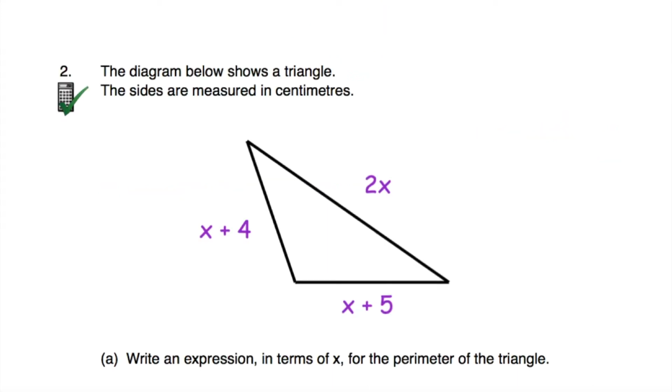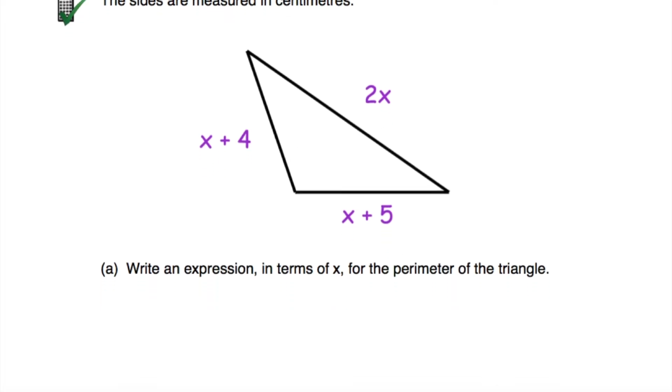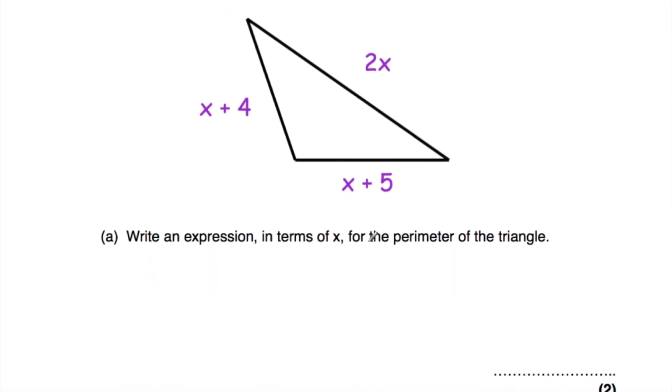Okay, so question number 2, we've got this diagram with a triangle, and we're told the sides are measured in centimetres. So we've got these sides, x plus 4, 2x, and x plus 5. Part A says, write an expression in terms of x for the perimeter of the triangle. To find the perimeter of a triangle, we add up the lengths of the sides. So we're going to add together these algebraic expressions: x plus 4, x plus 5 and 2x.